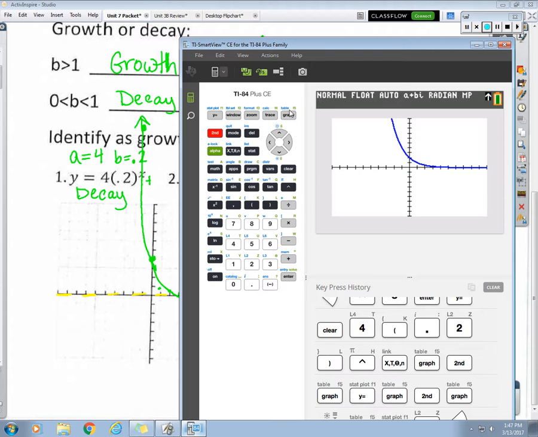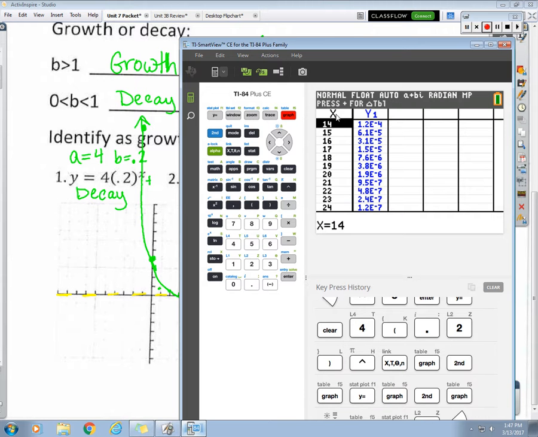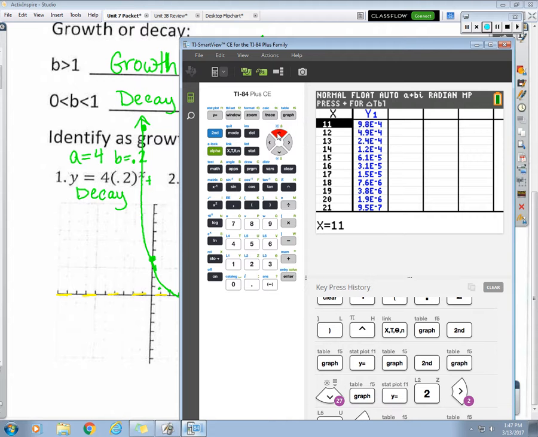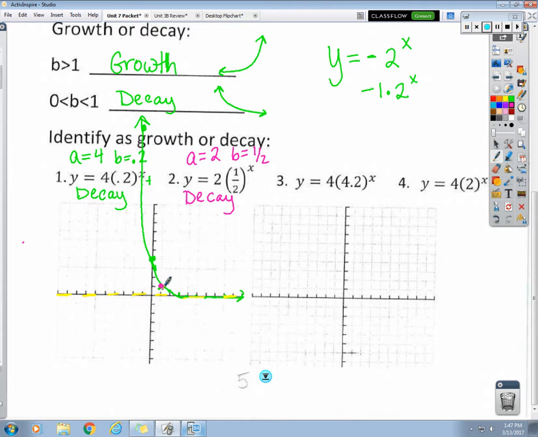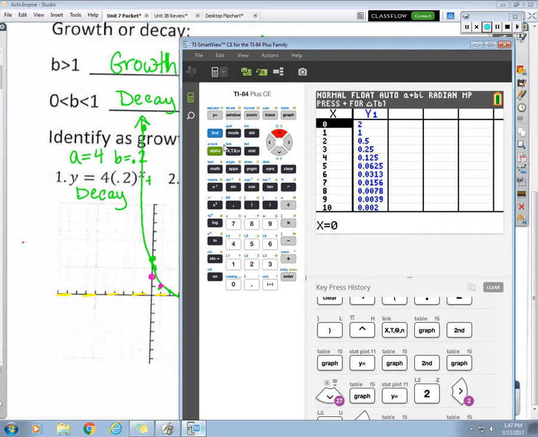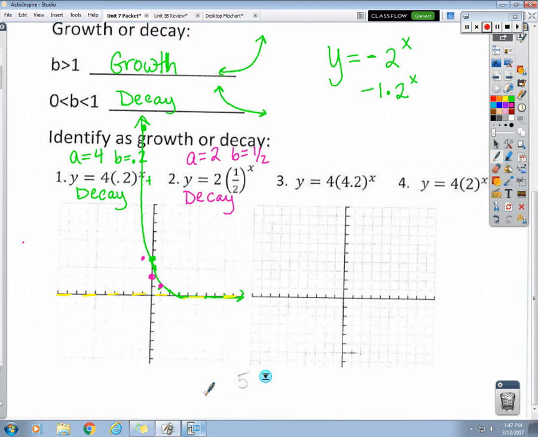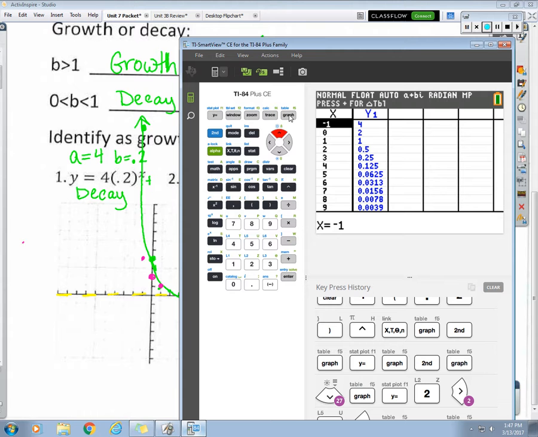Okay, go to second table to find some points. And then I need to go back the other way because all of these are obviously very close to 0. So I need to go the other way. As you go to the right, I can see they're getting closer and closer to 0. But then look, I have a nice point at 1, 1, 0, 2. That point at 0, 2 is also known as my starting point or my y-intercept of this graph. Then I have a nice point at negative 1, 4. And I have a nice point at negative 2, 8.